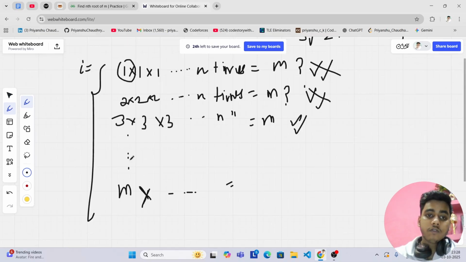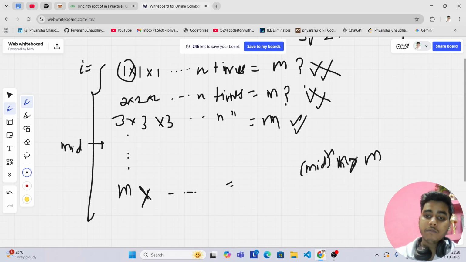So just simply we will find mid and check for mid, and if we multiply mid n times and it is coming to m, we will see that this is our answer, and we will return. And if multiplying mid n times is giving a larger answer, let's say mid to the power n is giving a larger answer, it means mid to the power n is greater than m.